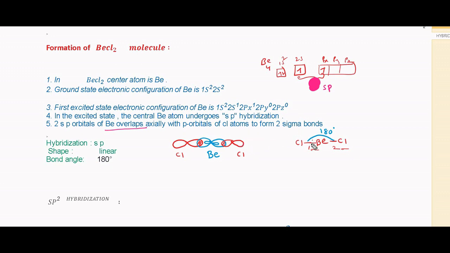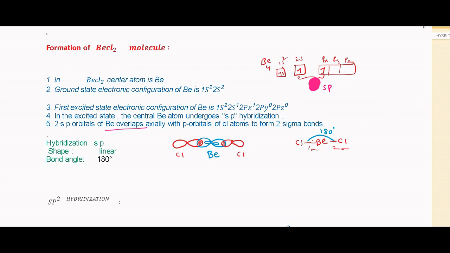How many sigma bonds are here? 2 sigma bonds. What are those? One sigma bond here and the second sigma bond here. The bond angle in beryllium chloride is 180 degrees. Shape is linear. Okay, is it clear? How many sigma bonds are present in beryllium chloride? 2. Shape is linear. Hybridization is sp.